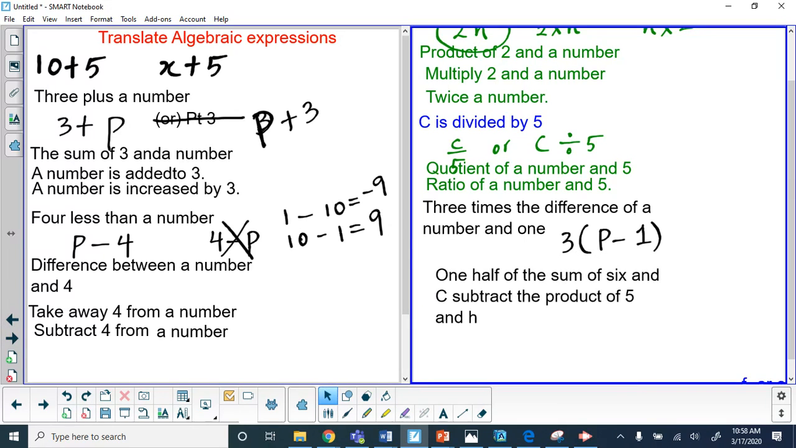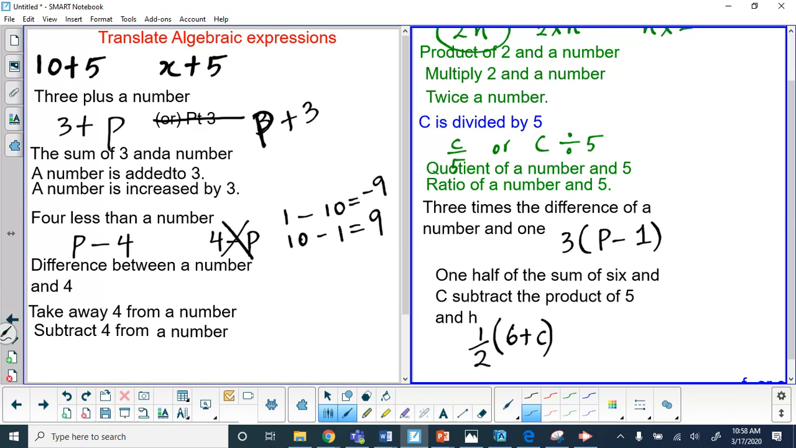All right, translate this. The first keyword is 1/2. So let's try to start with 1/2 of the sum of 6 and C. See, you have to take this as a separate part. The sum of 6 and C. 6 plus C is the sum of 6 and C. As we have a group of independent terms, we need to use parentheses.